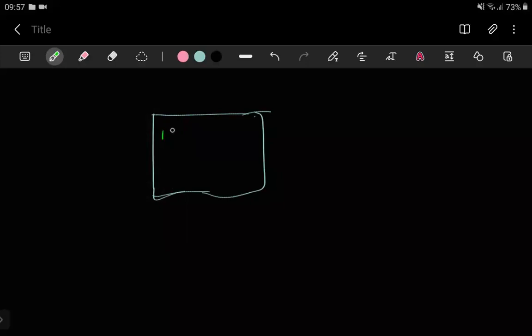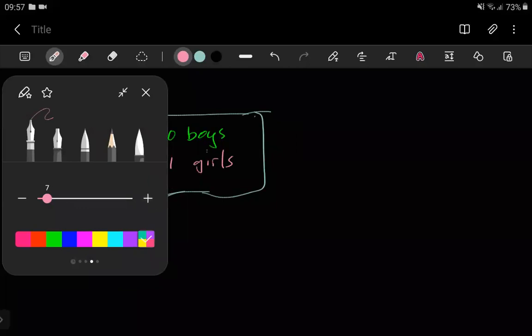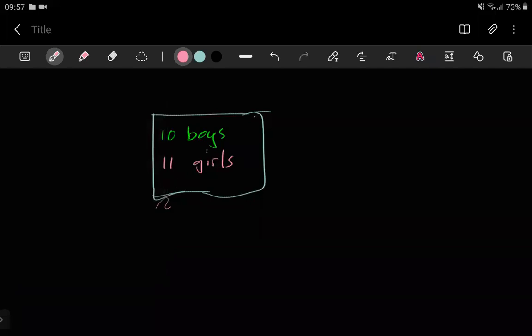Say you are inside a room and there are people there. You have a room here. Inside this room, let's say it's a classroom, and this classroom has 10 boys, and then maybe it has 11 girls. Let's say this is the setup of this classroom. If this is the setup, then they can ask us various questions based on what we have here.